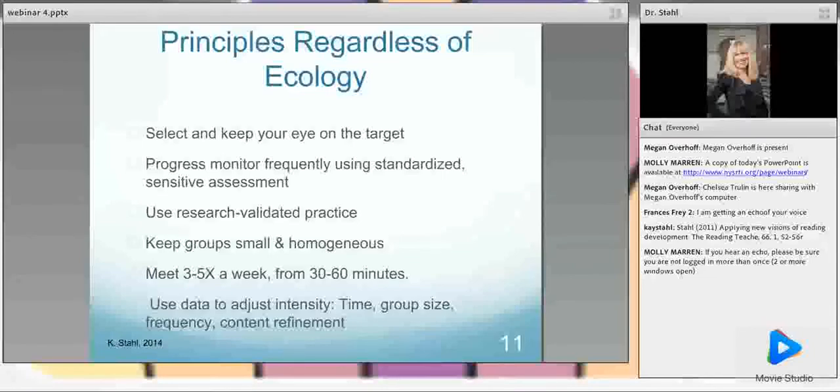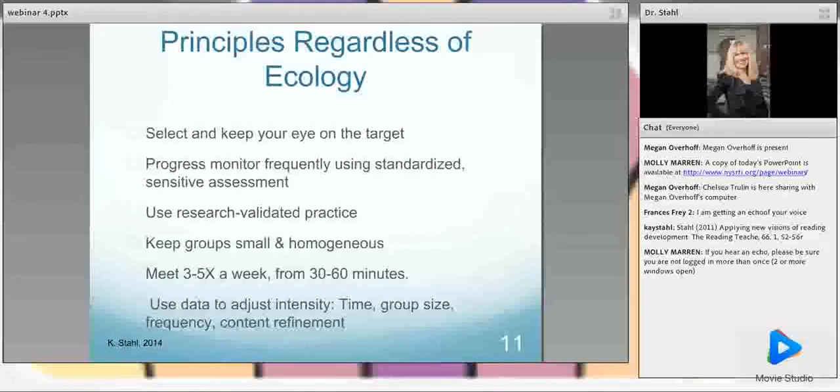If you're working with fourth graders and you have 10 kids in a group, and some of them have needs in word recognition while other children have mastered the foundational word recognition skills, then the individuals in that group are unlikely to make much progress because the intervention has to be so diluted and has to be so broad.